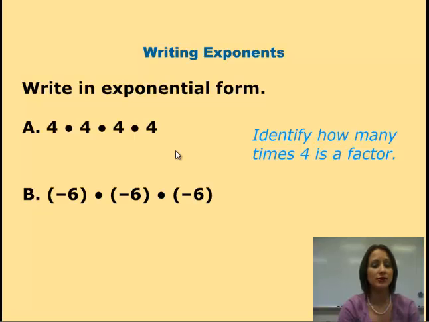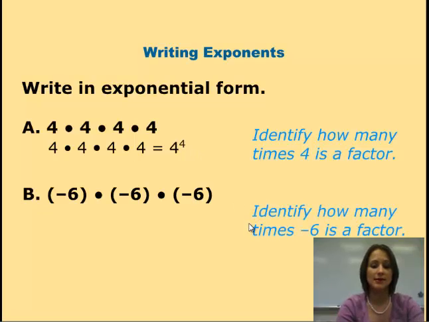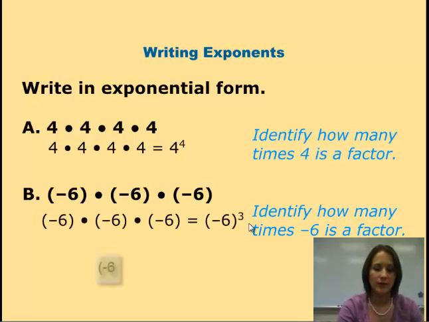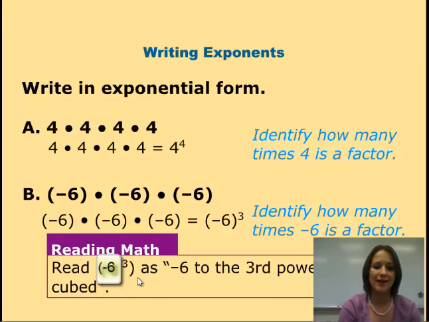The very first thing you need to do is identify how many times 4 is a factor. 4 is a factor here 4 times. So we're going to be writing it as 4 to the 4th power. -6 is a factor 3 times. So we're going to write that one -6 to the 3rd power. You would read this as -6 to the 3rd power or -6 cubed.